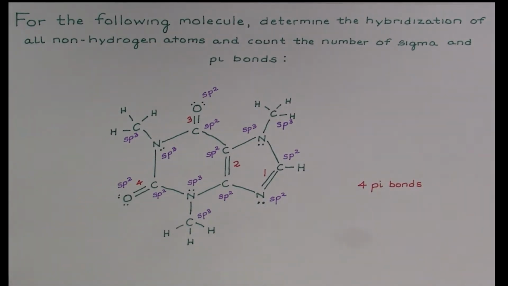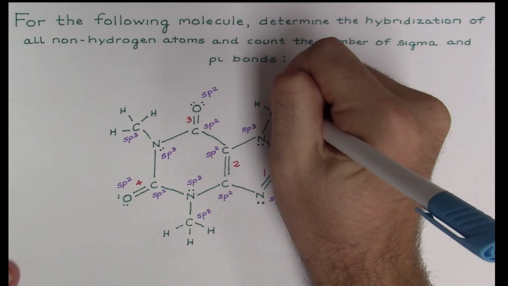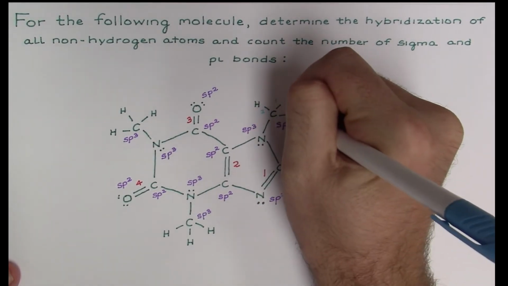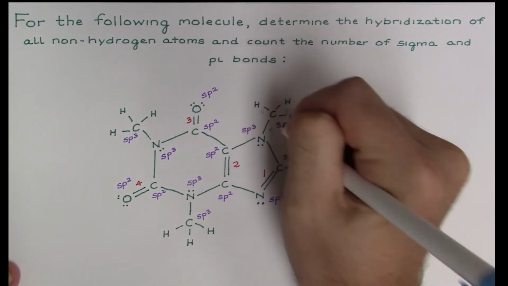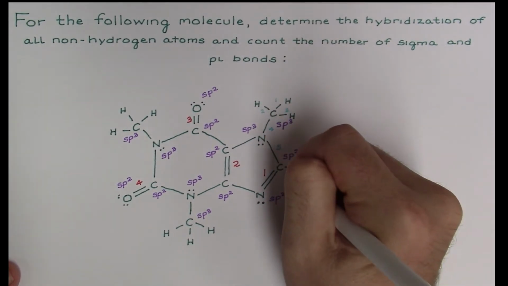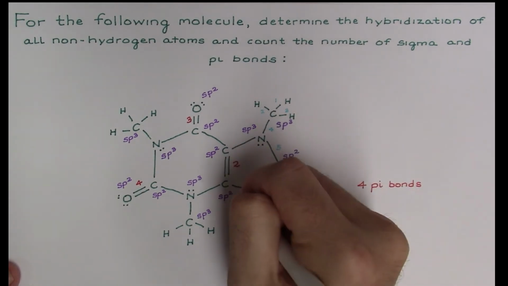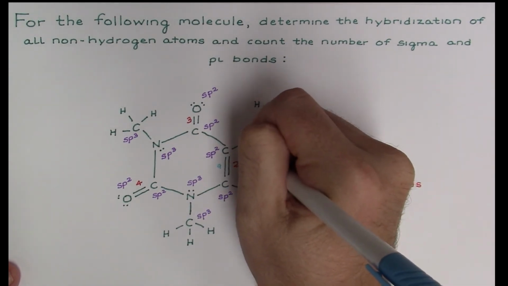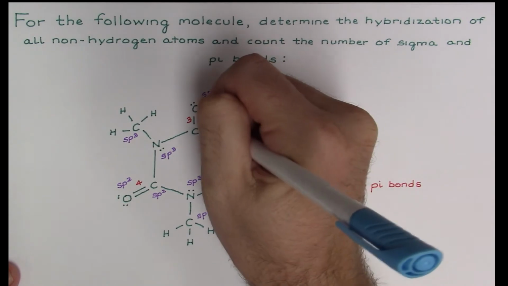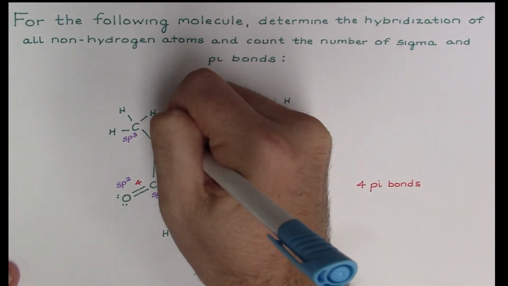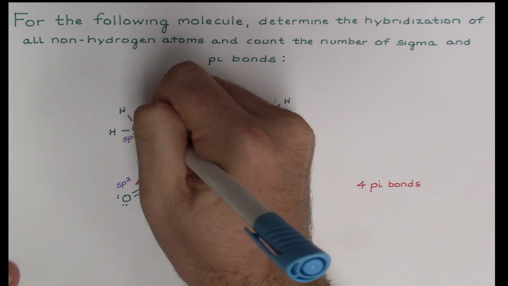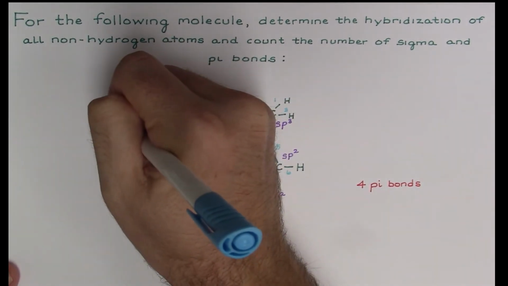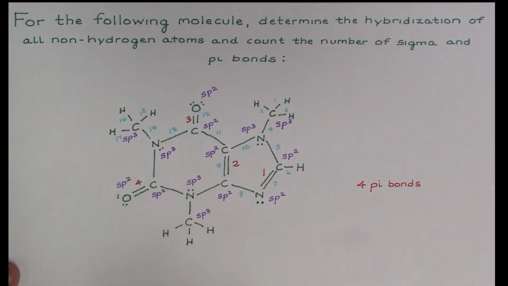So now we must count the sigma bonds. This is easily done by numbering all single bond attachments as well as our multiple bonds because there's a sigma in each one. So we have 1, 2, 3, and 4. We have 5, 6, 7, 8 connecting our carbon and nitrogen, 9 in our double bond, and 10 connecting carbon and nitrogen. We have 11, 12, we have 13, 14, 15, 16, and 17 connect our hydrogens.